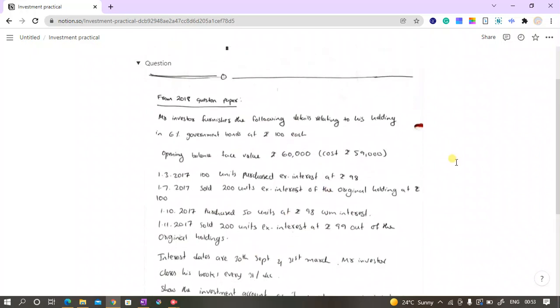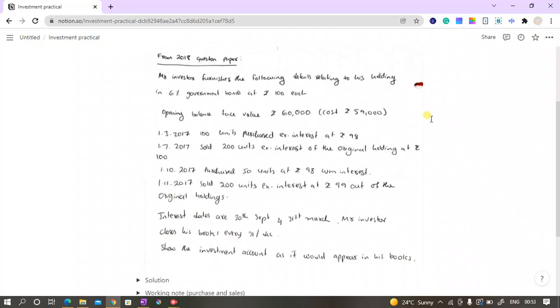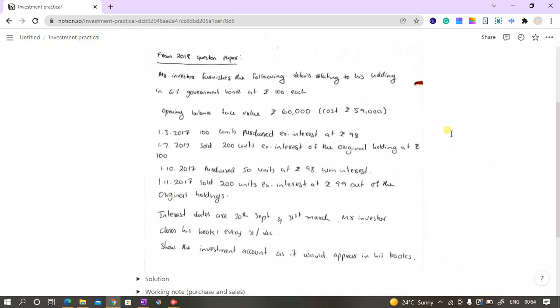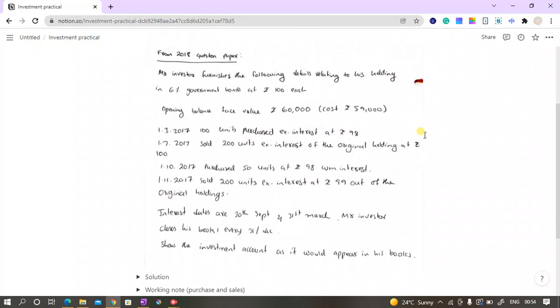Okay, so this is the question. Don't be scared, we will do this together. It's very easy, not that complicated, but if we do it step by step and keep the steps in mind, we can do it. It's not that difficult. Okay, let's start.